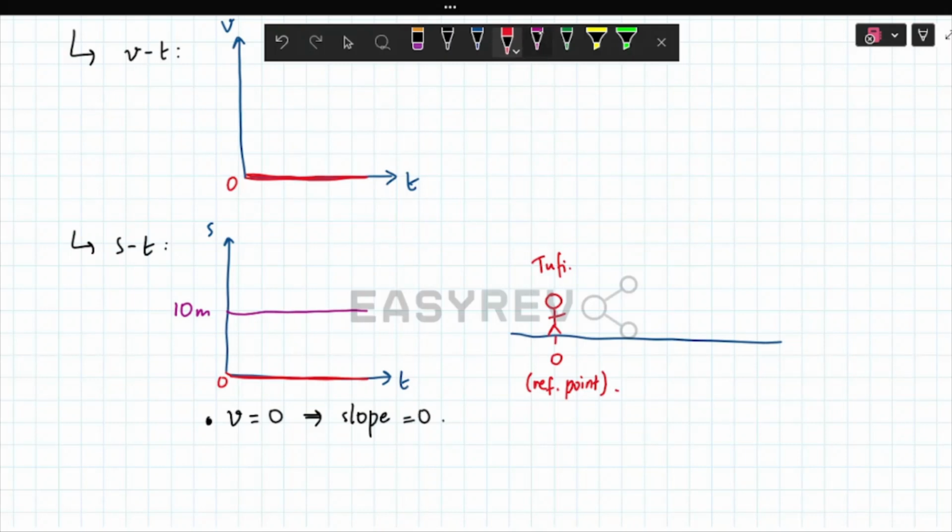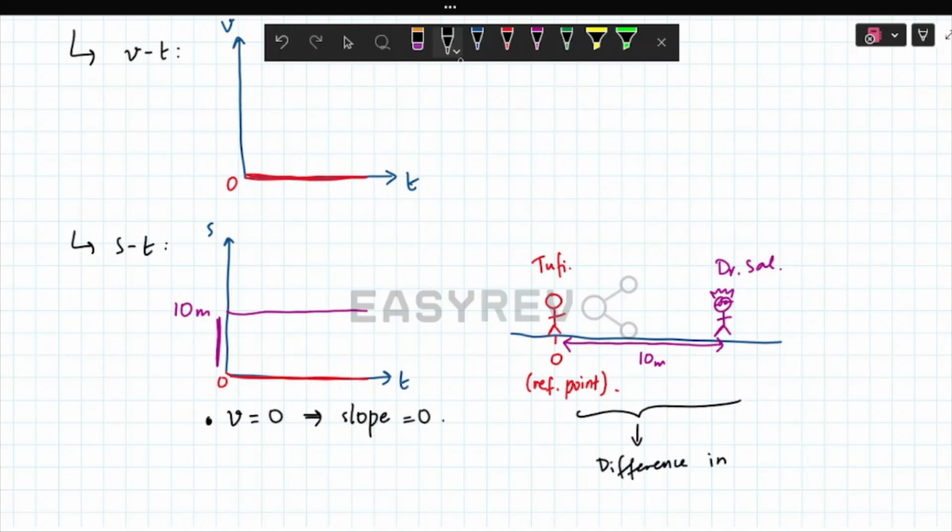The purple line, suppose, is Dr. Sal, who's standing 10 meters away from the reference point, meaning they're standing 10 meters away from Tufi, somewhere over here. Let's not forget his glasses. And that's our Dr. Sal. So now you can see that when it comes to two horizontal lines drawn on a displacement-time graph, both represent observers that are stationary. The only difference lies in the position. So there's a difference in position that we must account for.